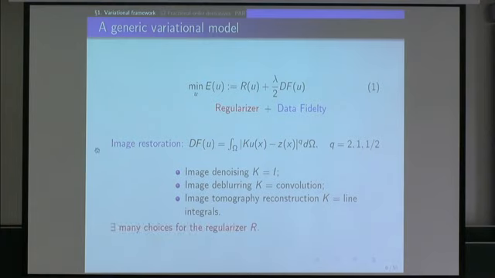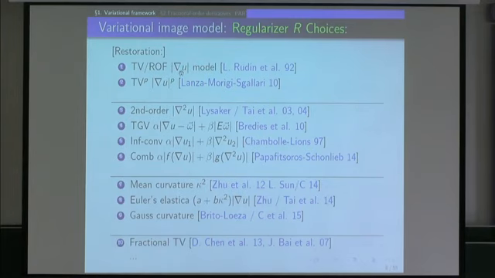Okay, so I'm not going to talk about choices of data fidelities. I'm mainly concerned about the choice of the regularizer. As you can imagine, there are too many choices. We are spoiled for choice. It's not possible to list all the people who have worked on this topic, because there are too many. I simply list a few types that are interesting.